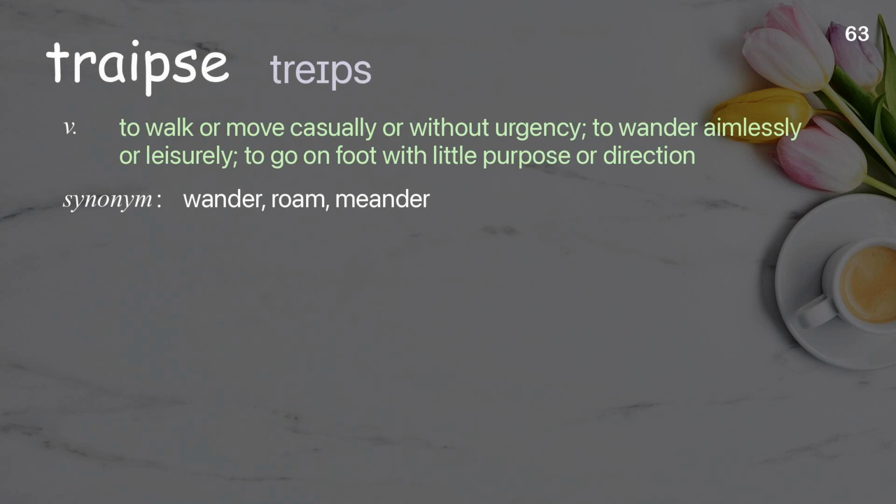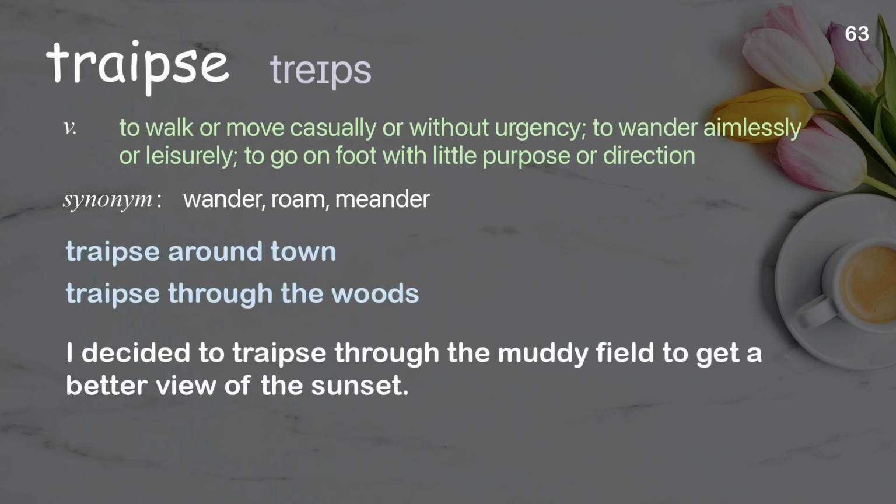Traipse. To walk or move casually or without urgency, to wander aimlessly or leisurely, to go on foot with little purpose or direction. Examples: Traipse around town. Traipse through the woods. I decided to traipse through the muddy field to get a better view of the sunset.